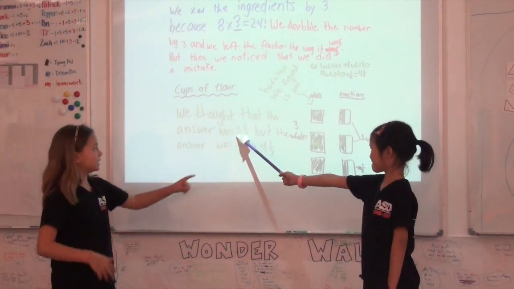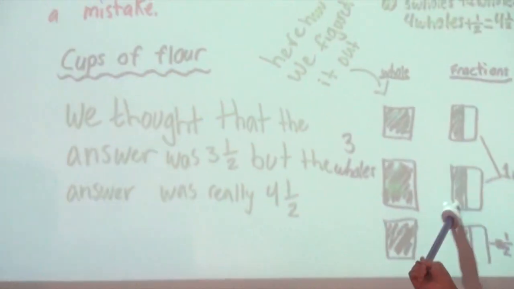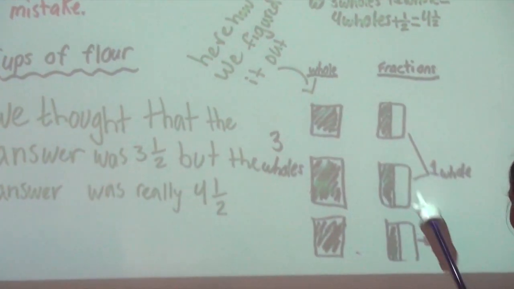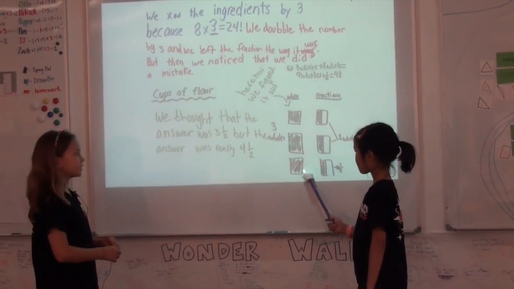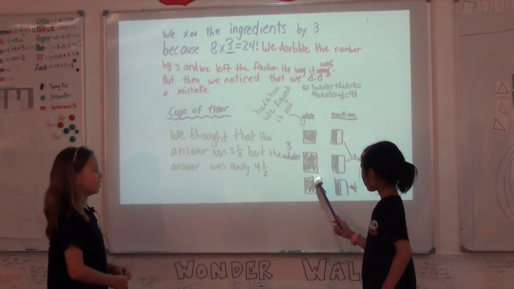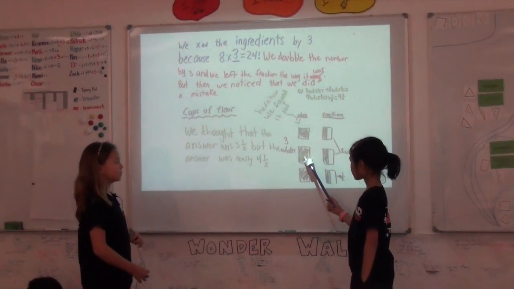But then we did this picture. On the left side are the wholes and on the right side are the fractions. 1 whole plus 3 wholes equals 4 wholes, and 4 wholes plus 1 1/2 equals 4 1/2.